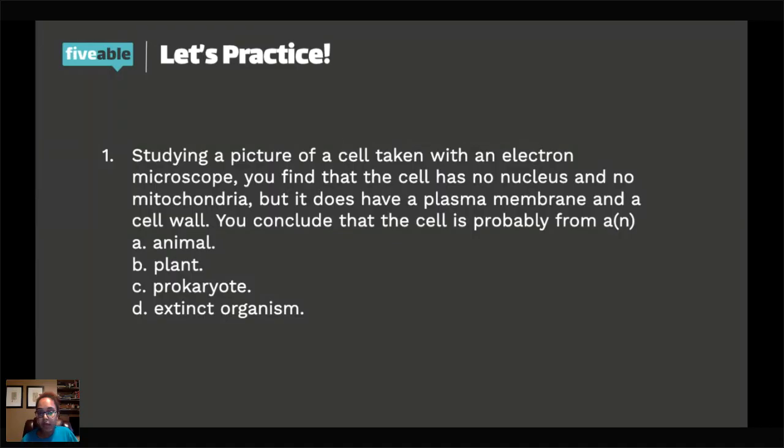Prokaryotes do have a plasma membrane. Everything has a plasma membrane, so that doesn't really help you very much. But what they do give you is that it also has a cell wall. So if you were to look at it that way instead, you could also narrow it down to either plant or prokaryote. And then when you see there's no nucleus and no mitochondria, you can choose prokaryote. That's how I answer most of my multiple choice questions in AP Bio. I go from a process of elimination standpoint because I think that's the best way to get a for sure answer, because if you know it's not any of the other answers, then it must be your answer. So we can go to the next.